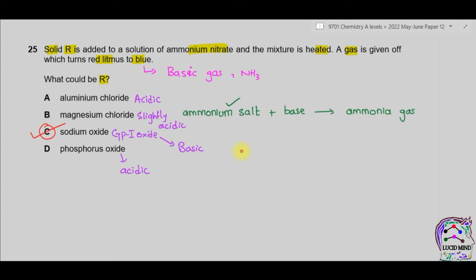We can write the equation. Ammonium nitrate, NH4NO3, plus this base, which is sodium oxide, gives a salt, sodium nitrate, and we can have ammonia gas along with the production of water.